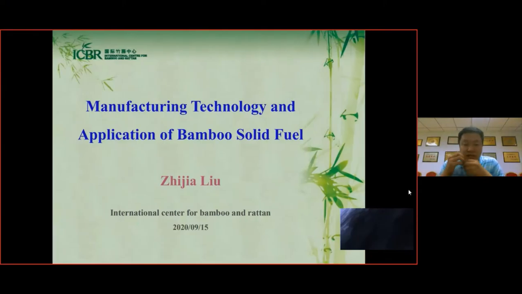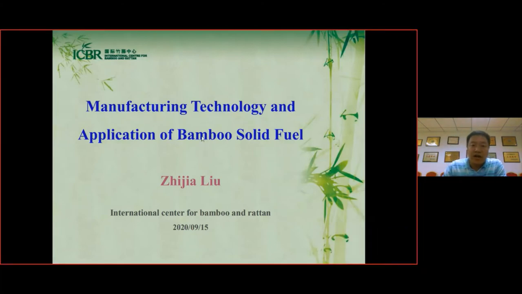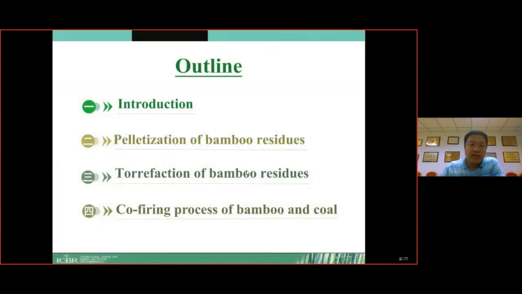Okay, everybody, thanks Dr. Fu for the introduction. Today we are talking about the manufacturing technology and application of bamboo solid fuels. My name is Liu, from Zhejiang A&F University, and I work in the International Center for Bamboo and Rattan. My presentation includes the introduction, pellets and the pyrolysis of bamboo residues, and the co-firing process of bamboo and coal.